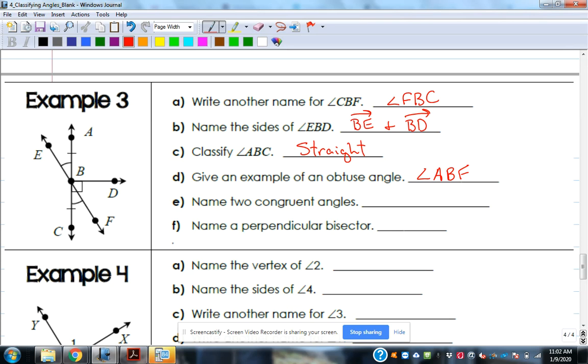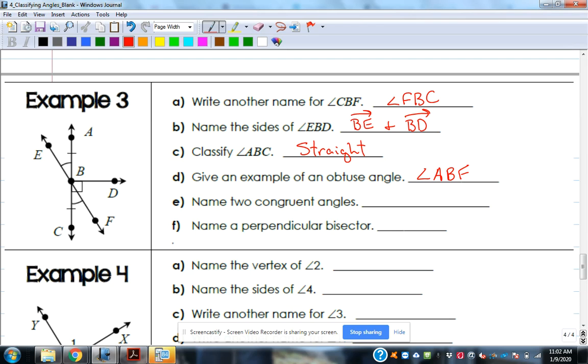There are others. Technically, is a straight angle obtuse? Yes. So we could do the straight angles as well. They're technically obtuse because what's the definition of obtuse? Greater than 90. Is a straight angle greater than 90? Yeah, it's twice as big as 90, so it's definitely bigger.